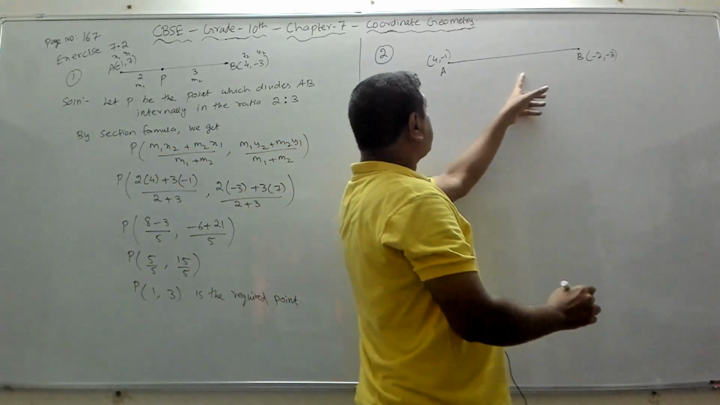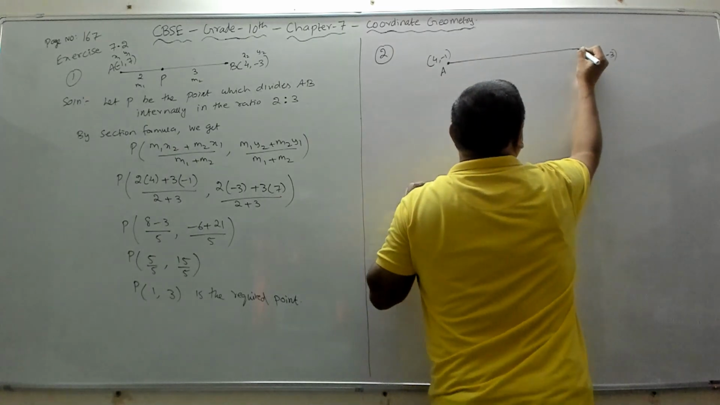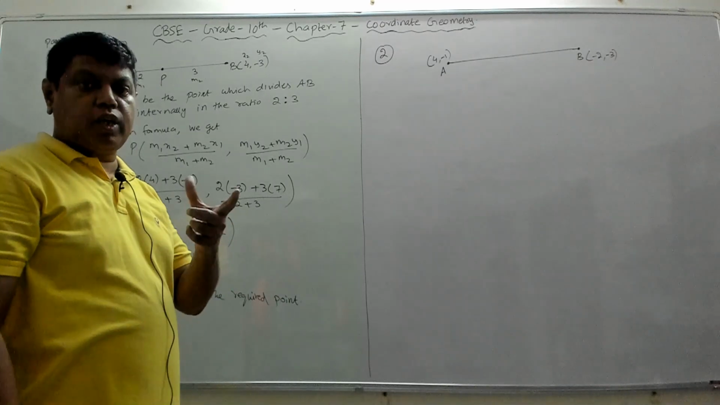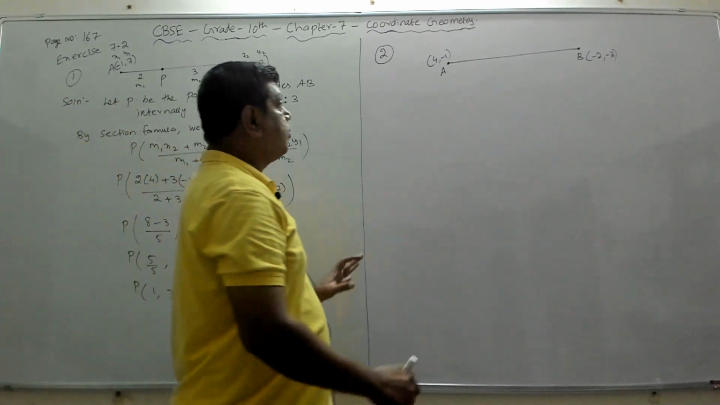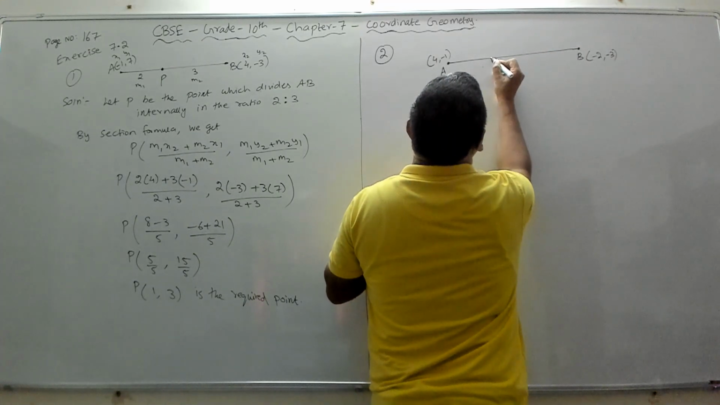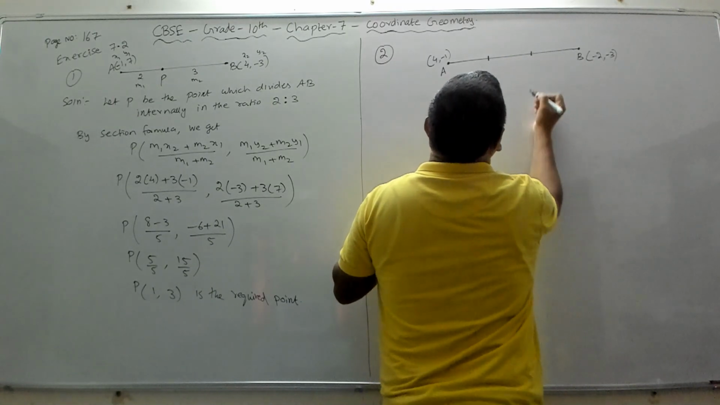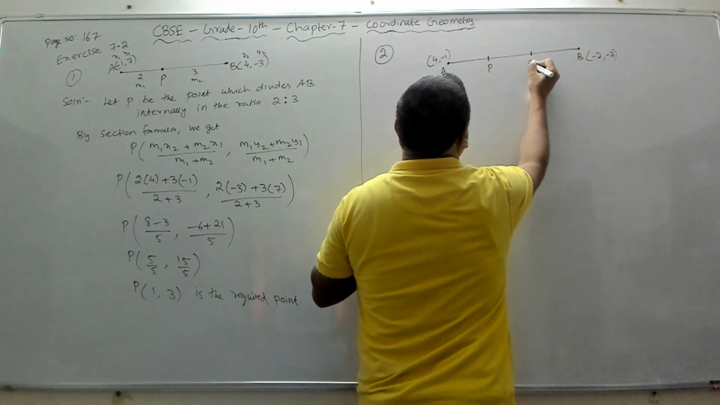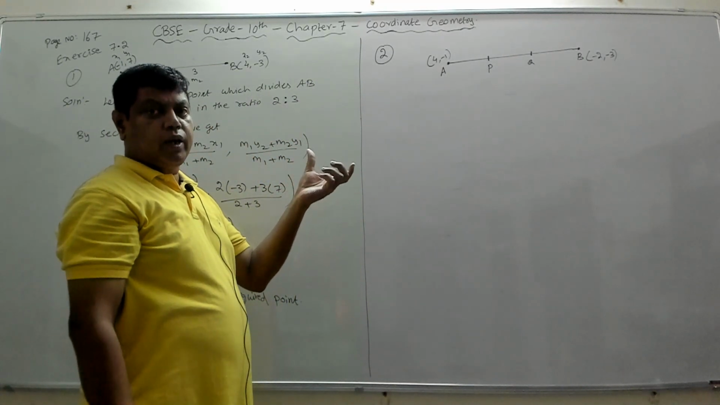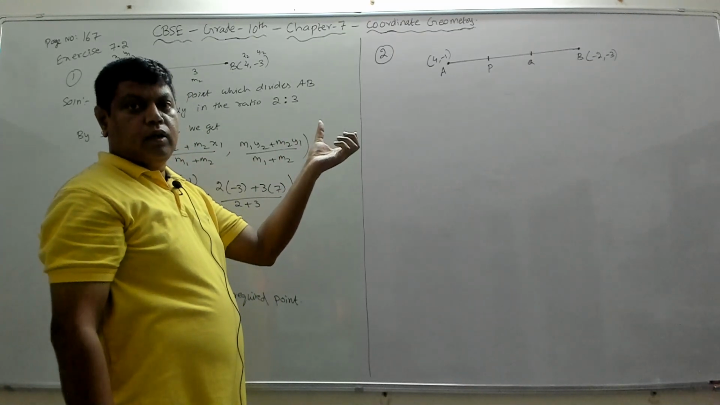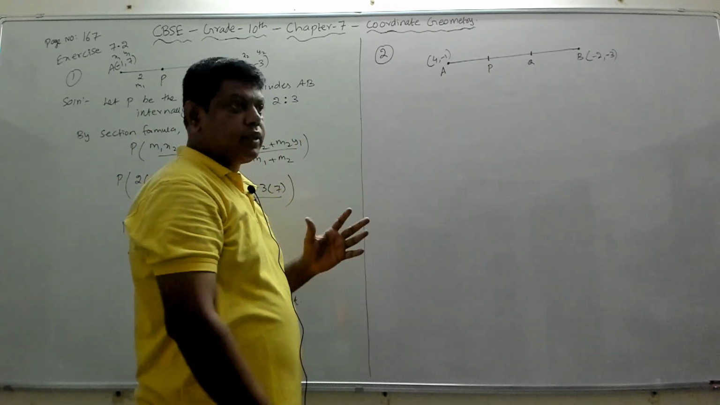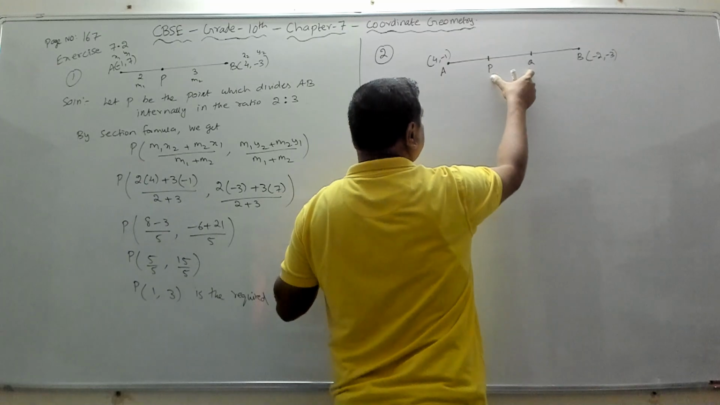So this line segment AB is trisected. Trisected means it's cut into 3 pieces by 2 points, right? Obviously 2 points. Only if you put 2 points, you'll get 3 pieces. So let's call this point P and this point Q. The points P and Q have trisected the line AB into 3 equal pieces. Trisection means AP is equal to PQ is equal to QB.